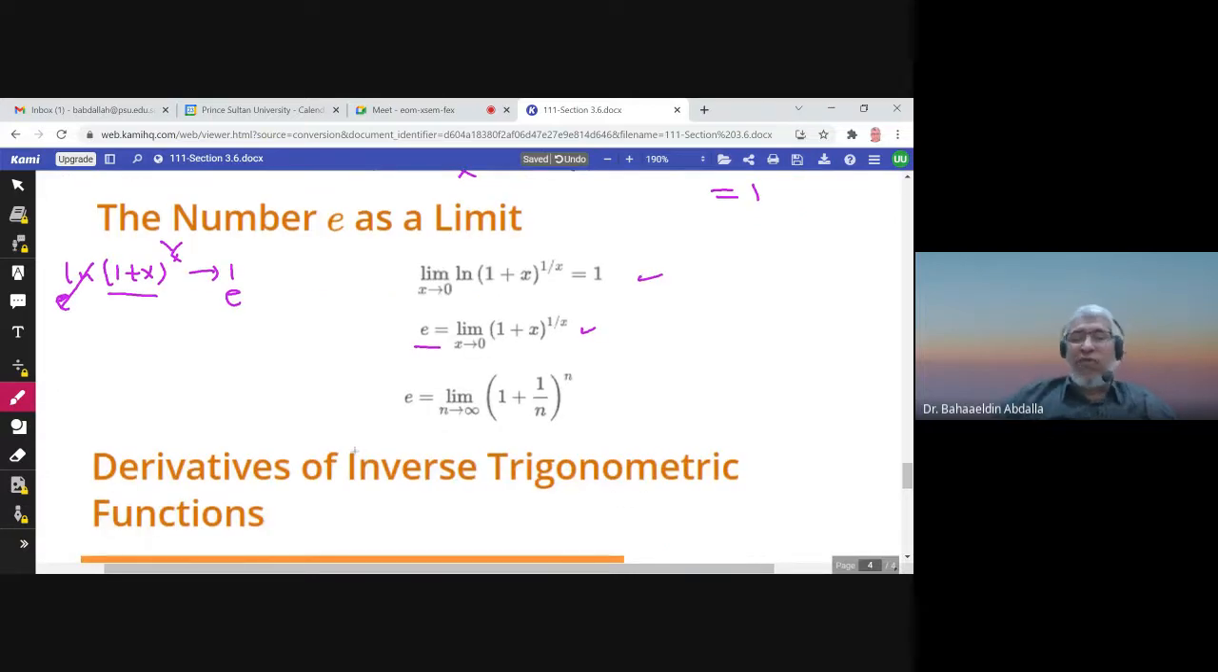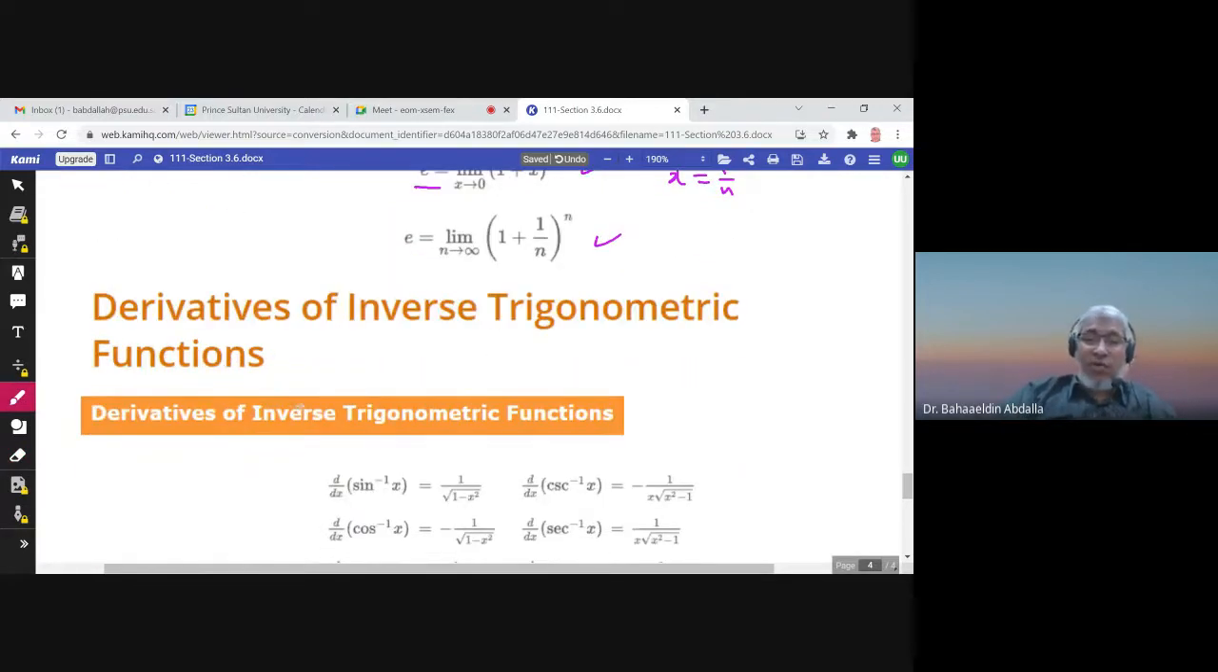And if we take x as 1 over n, then when x approaches 0, n approaches infinity, and we can replace x by 1 over n and 1 over x by n to get to this limit. So we will use this limit later on. We will need this fact that e is the limit when n approaches infinity of 1 plus 1 over n to the power n. Now let us talk about derivatives of inverse trigonometric functions.